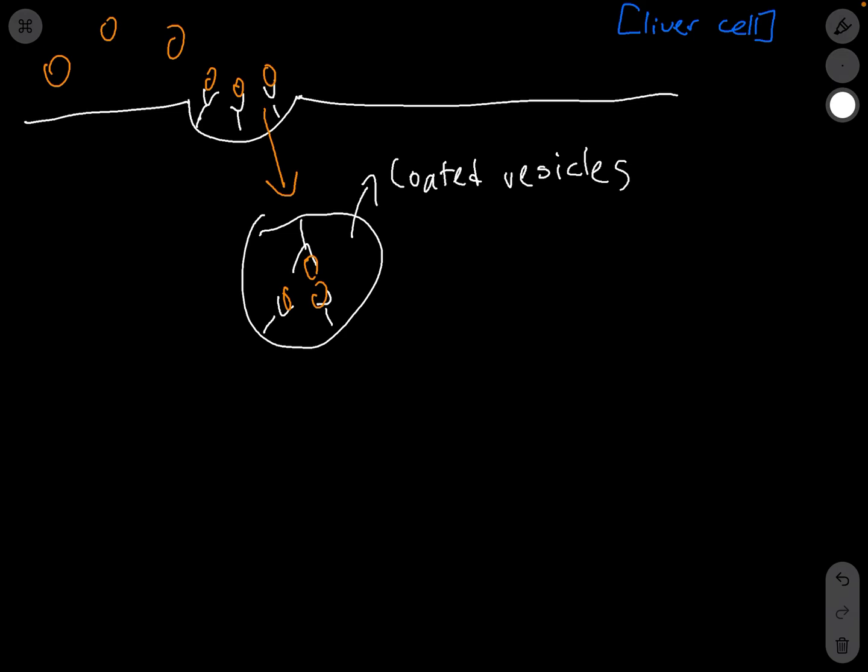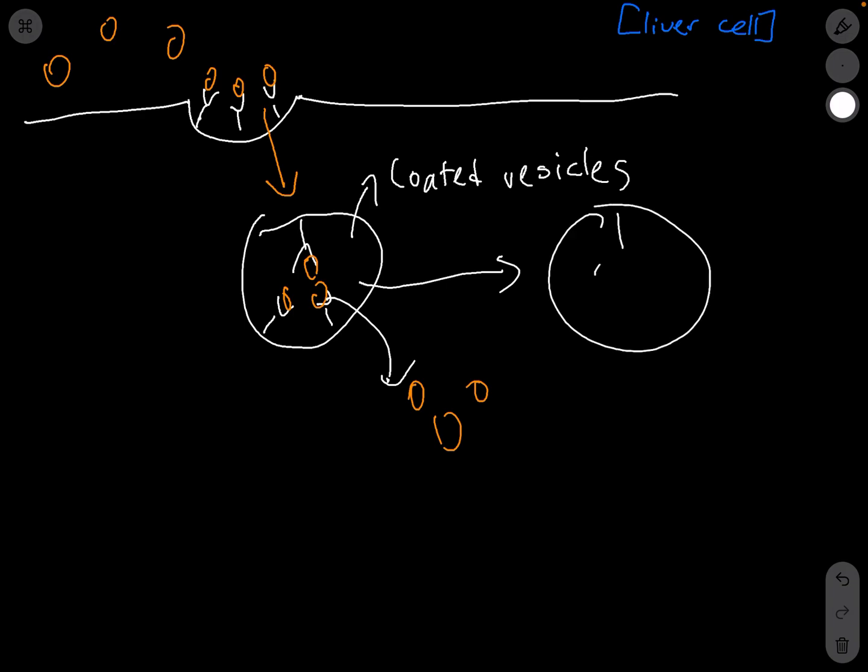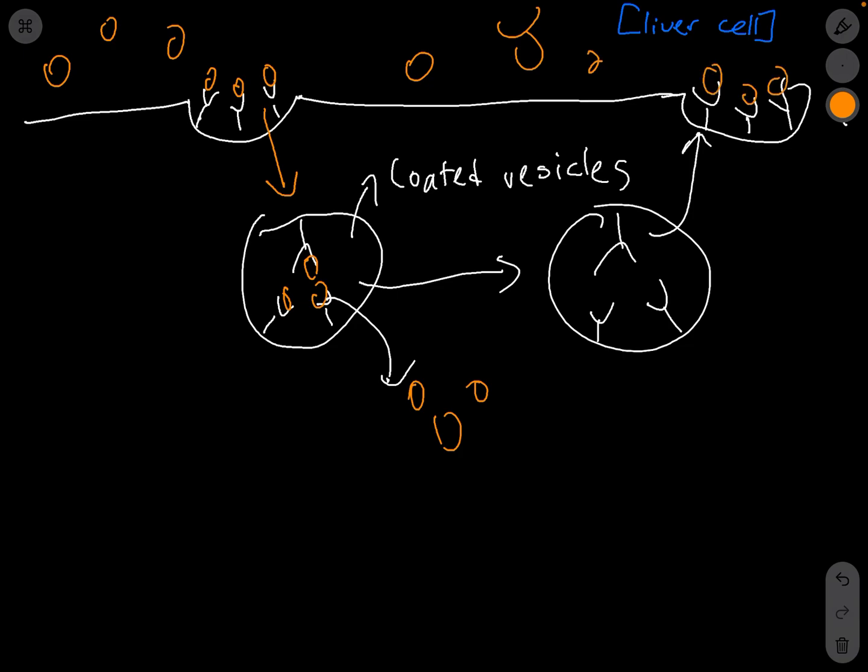So after the liver cell internalizes this LDL cholesterol with the LDL receptors, the cholesterol is released into the cytoplasm of this liver cell, and the LDL receptors are recycled, and they go back up to the cell surface where they're going to be used again to get more LDL cholesterol, and repeat this process over again.